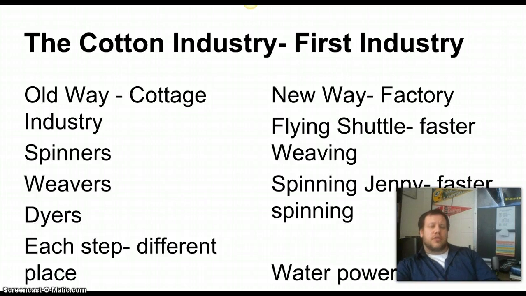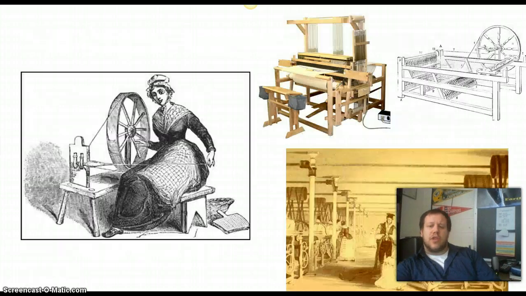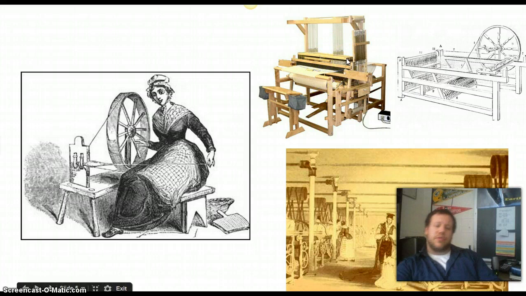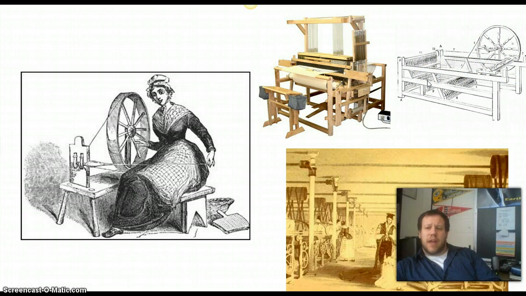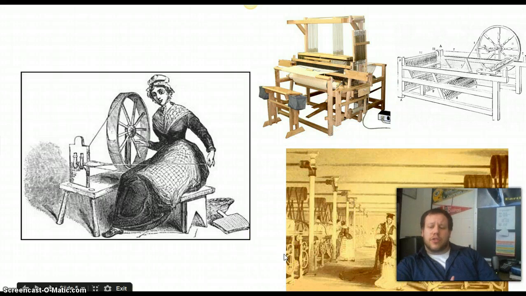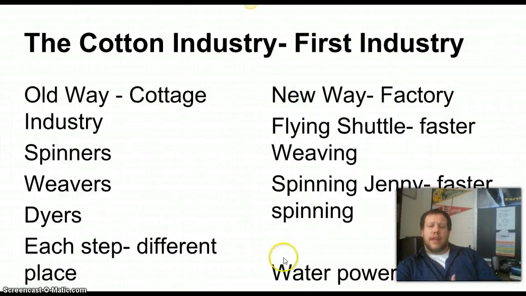Now we shift to the new way, in the factory, using new kinds of equipment. Okay? So this one right here, this is a power loom. A flying shuttle, an easier way to make cloth from that thread. Over here is something called a spinning jenny, a machine that automatically spins fiber into thread. And eventually, you can take the whole thing and put it all together into what's called a water-powered loom.